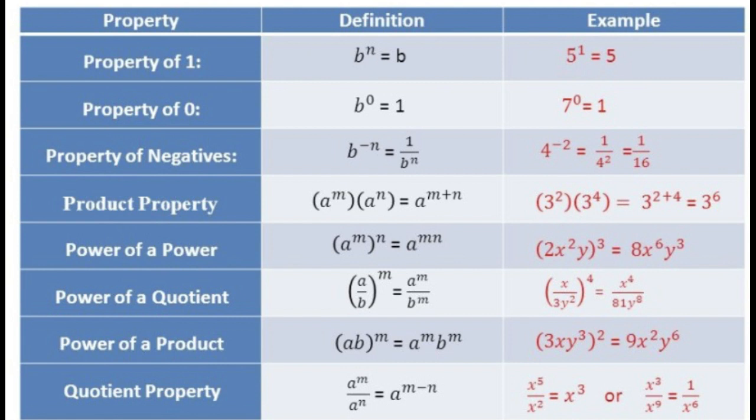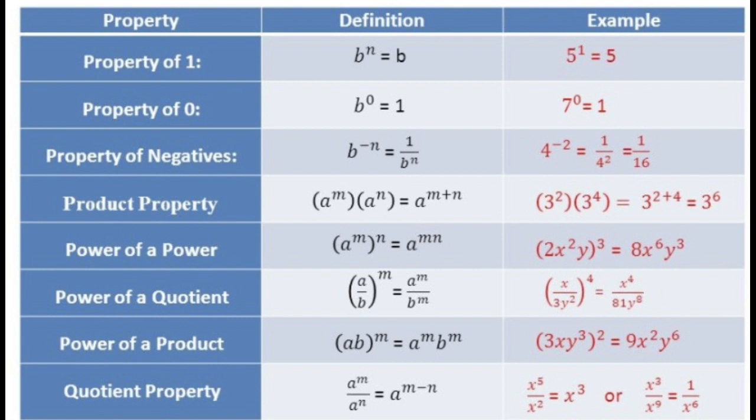So we have a to the m in parentheses being raised to the n, and that's the same thing as saying a to the m times n. The example they give is 2x squared, all raised to the cube, y cubed. That's the same thing as saying 8x to the 6th y cubed. So you're multiplying the exponent that x is being raised to by 3. That's why you get 8x to the 6th.